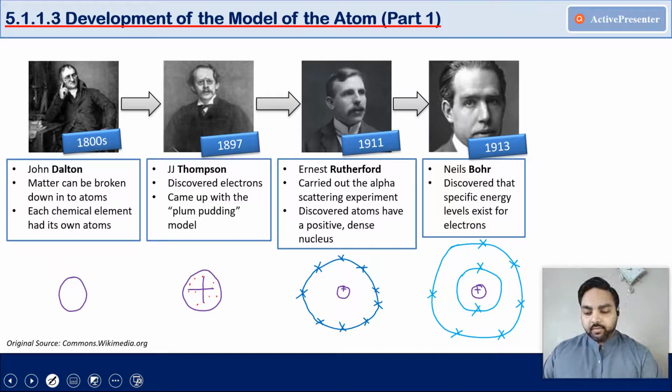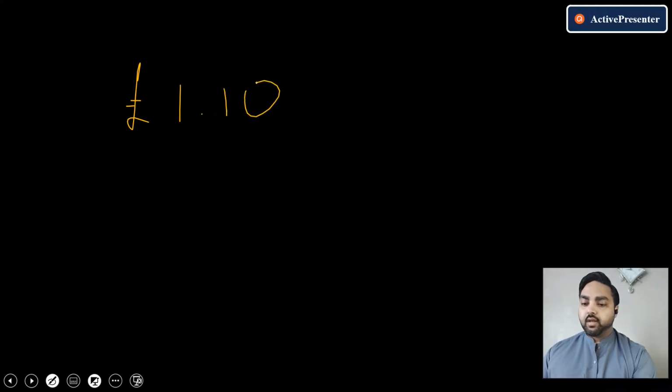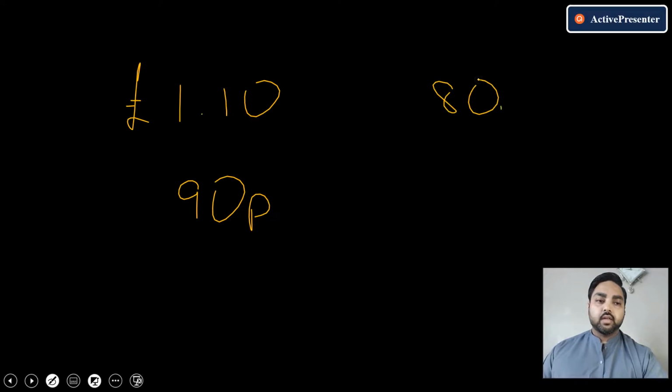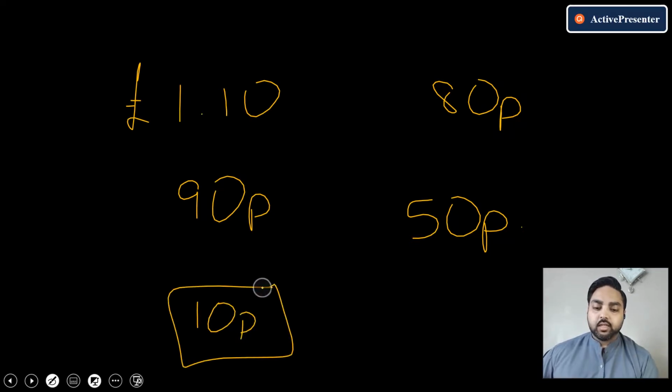Now, in terms of breaking that idea down, if you went to a shop and the shopkeeper always gave you £1.10, 90p, 80p, 50p, what coin do you think the shopkeeper most likely has a lot of? Now, hopefully what you can work out is he's probably got lots of 10p coins in his till.